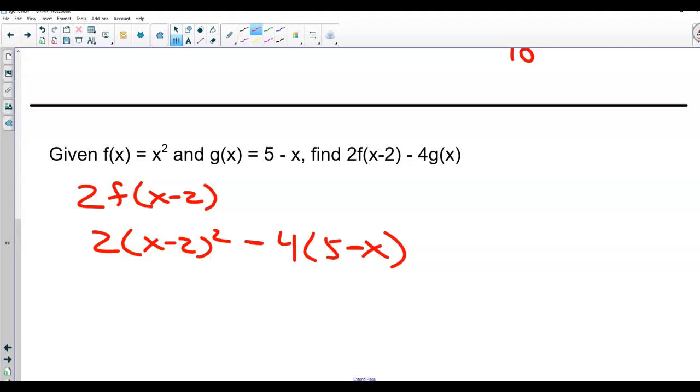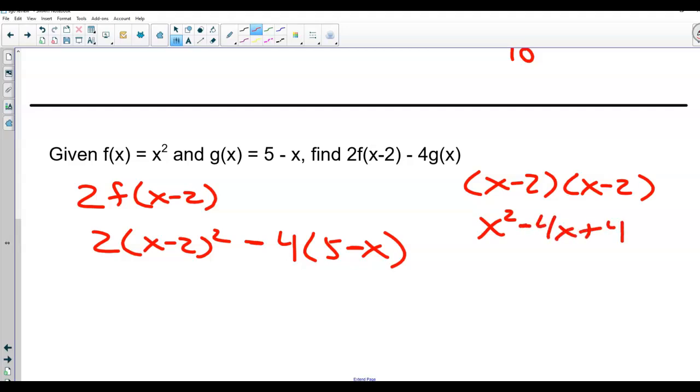Now, at this point, we should know what x minus 2 squared is. We better know at this point, x minus 2 squared means I need to FOIL this out. So x minus 2 squared is that.